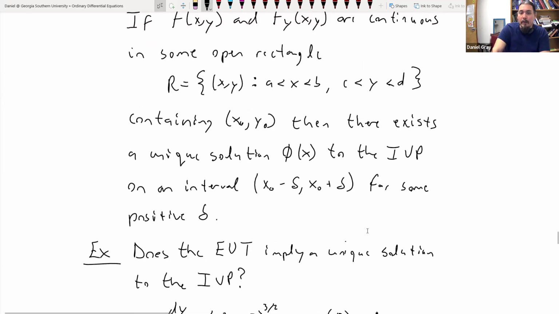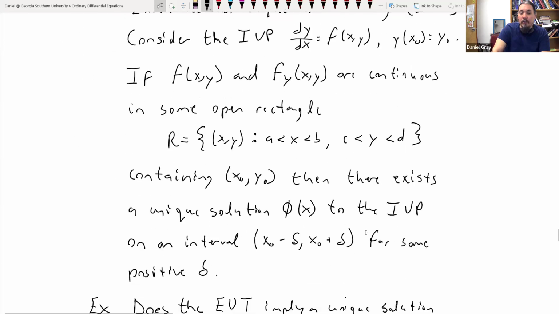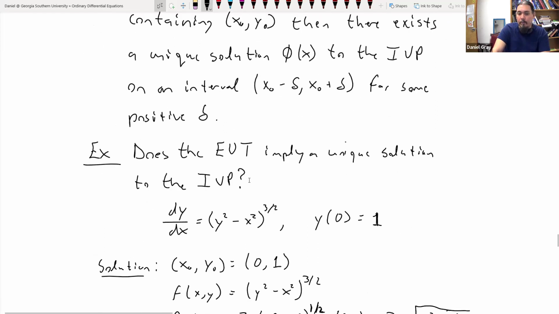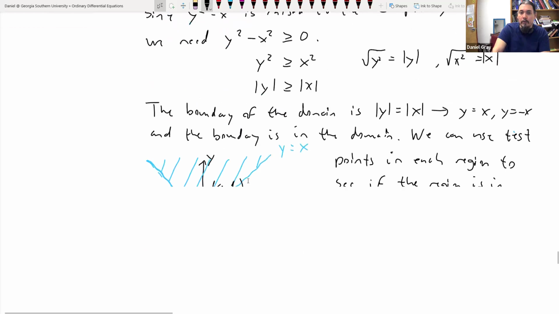Going back to the conditions of the Picard-Lindelof theorem, or the existence and uniqueness theorem, I've shown that f of x, y is continuous at x0, y0. I still have to show that the partial derivative of f with respect to y is continuous there, though. So I'm not done yet. On to that part.